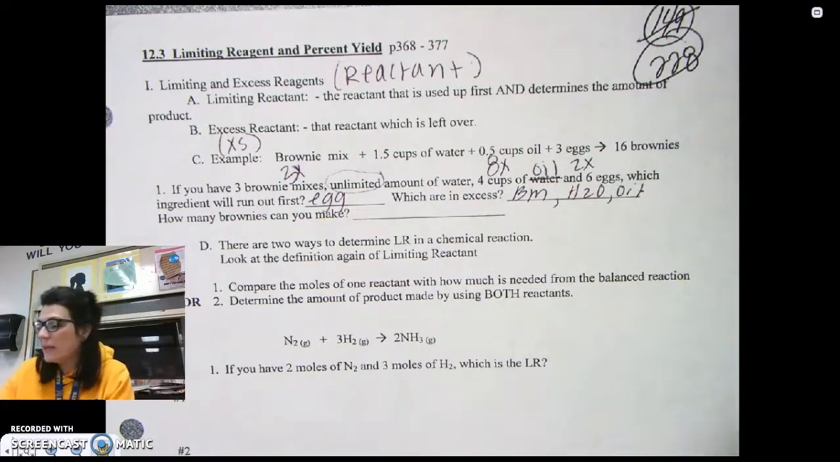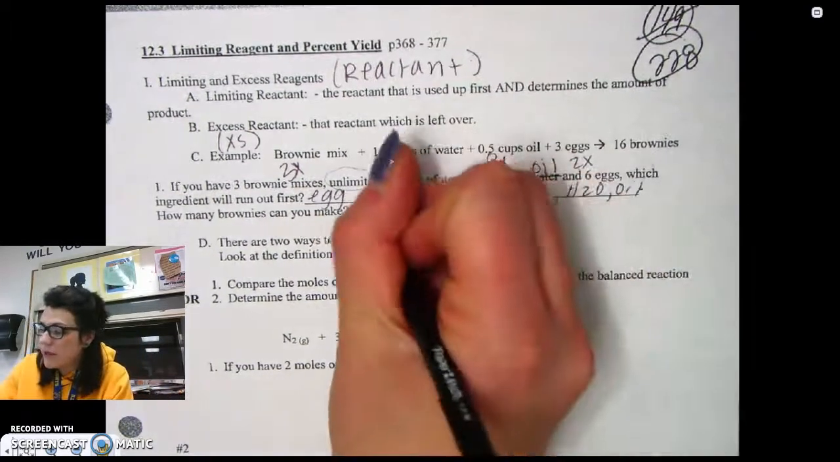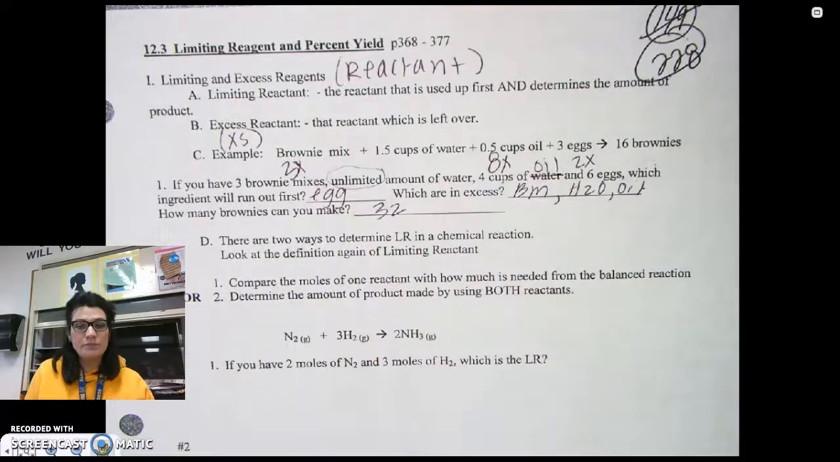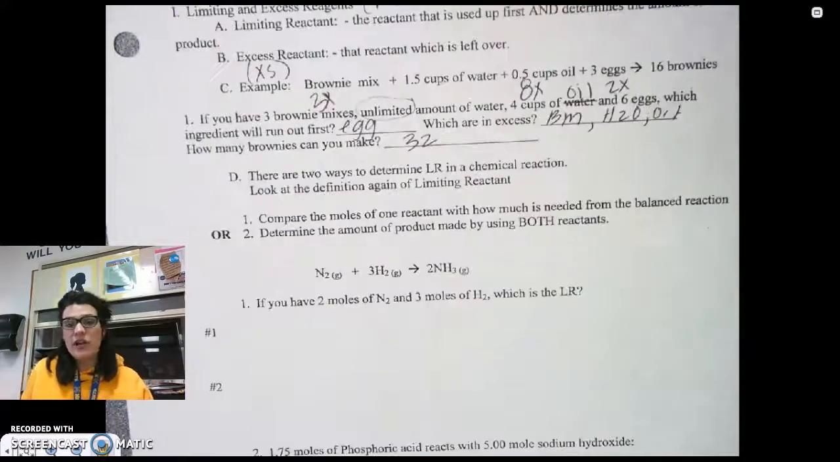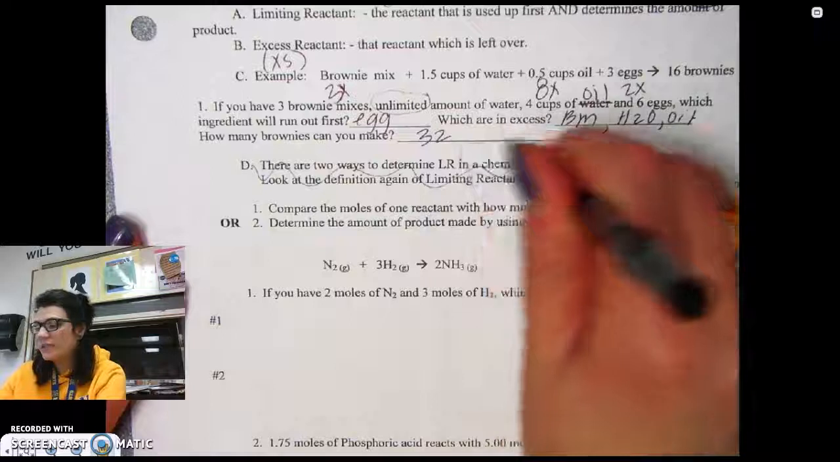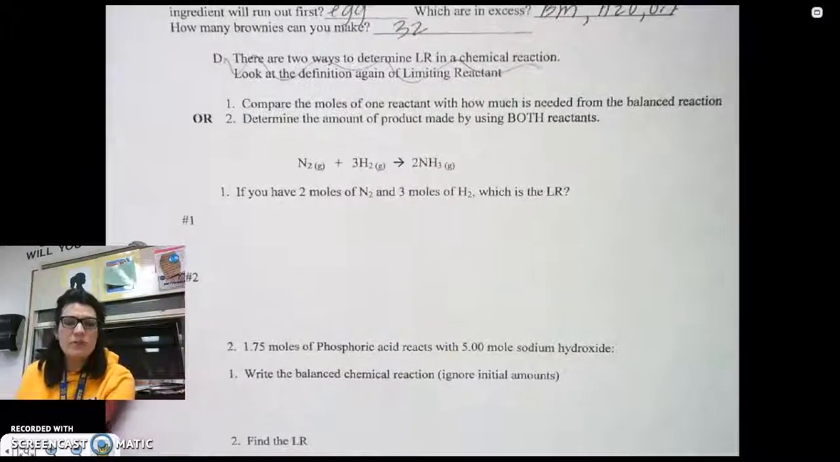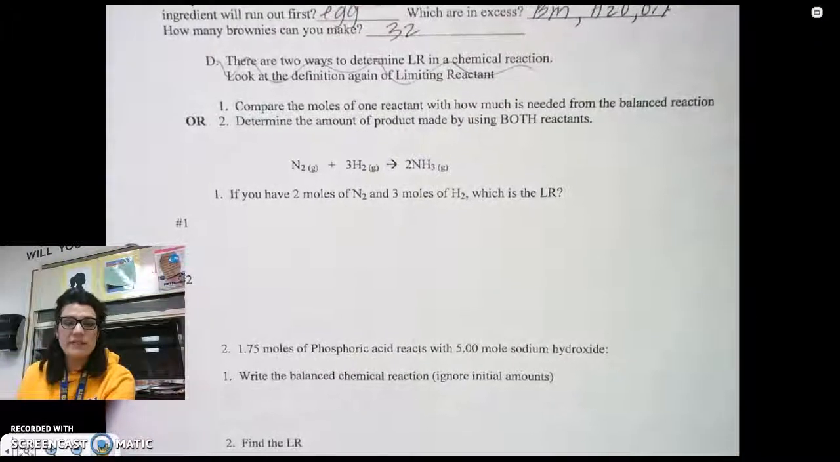How many brownies can I make then? Well, if I can do this reaction twice, I'm going to make 32 brownies. Okay, so let's look here. I know that it says there's 2 different ways to determine the limiting reactant, but I'm just going to show you one way just to keep it simplified.